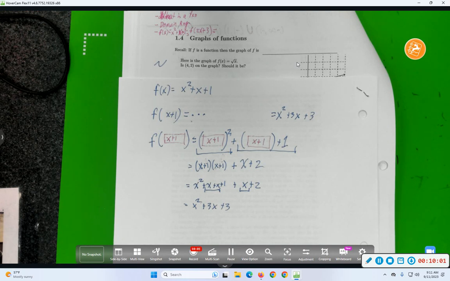Good. So whenever, say in one of the web work problems, you see a function plugged into a function, go through a process like that. You might do it in fewer steps, that's fine. That's the general mindset to have. All right.